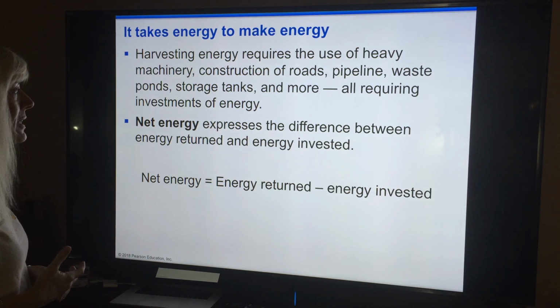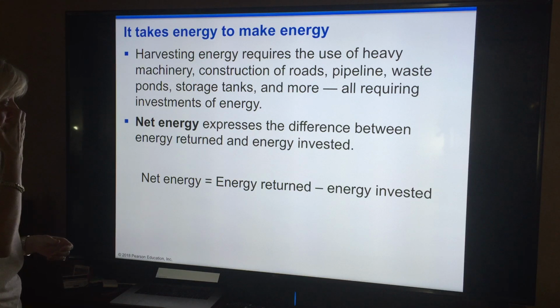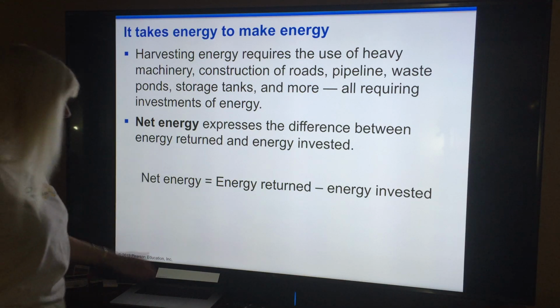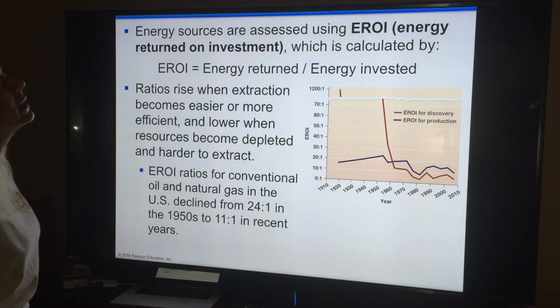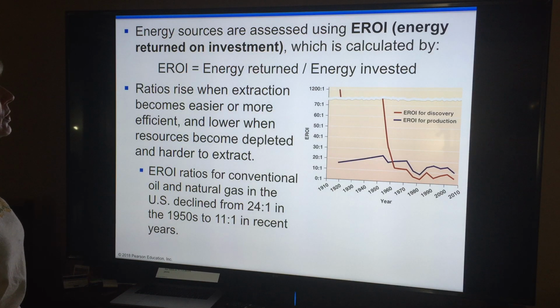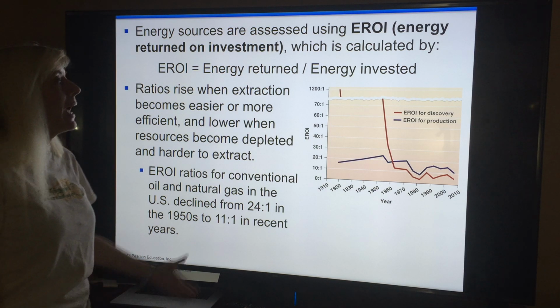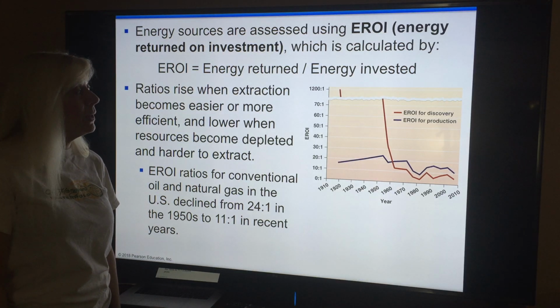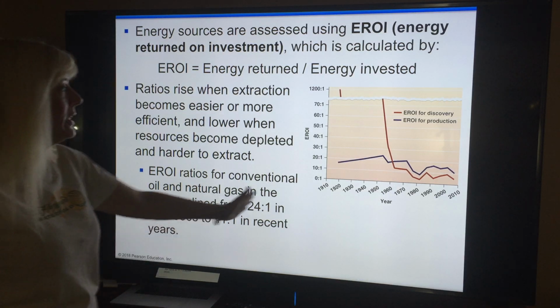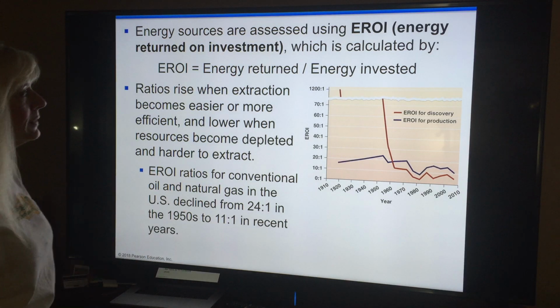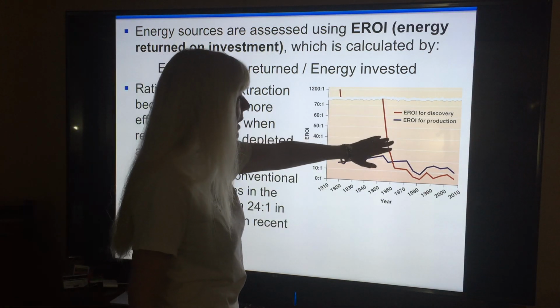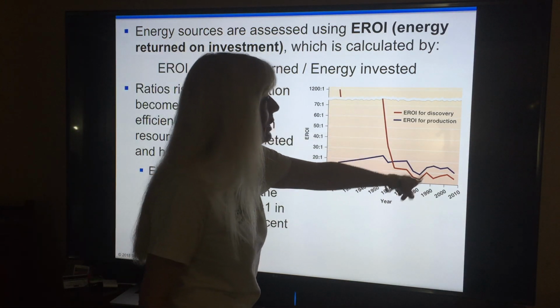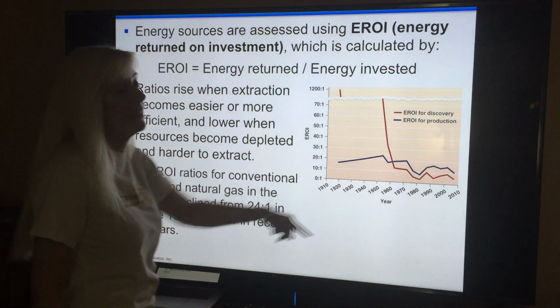Net energy expresses the difference between energy returned and energy invested. Just in case you didn't get that. So energy sources are assessed using EROI, energy returned on investment. And once again, here's a graph. Who doesn't love a graph? You do by now, I'm saying. So here are our years. Here we could still discover them. Now they're saying there's not much discovery left to be happening.